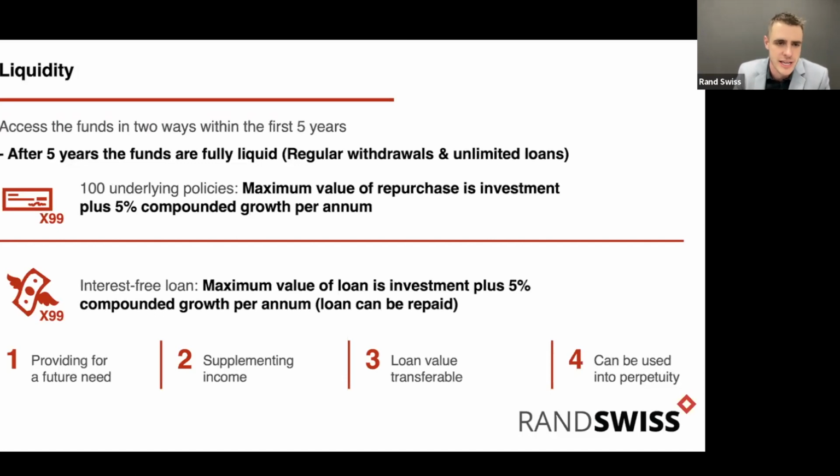But one of the ways you can access the funds is through a withdrawal. And that is simply you call the advisor and you say, listen, I've put away money. I now want to access a portion of it. You submit a withdrawal request. Within 5 working days, the money is paid into your bank accounts.